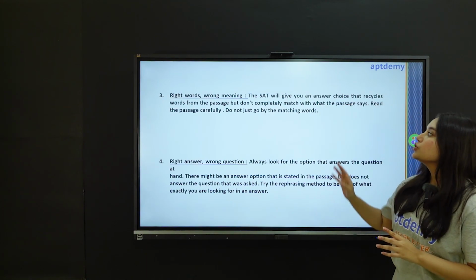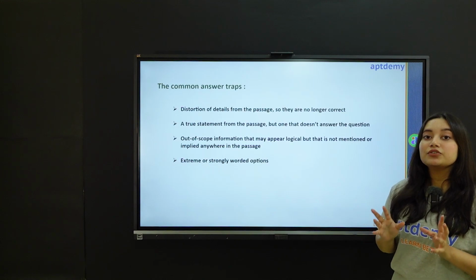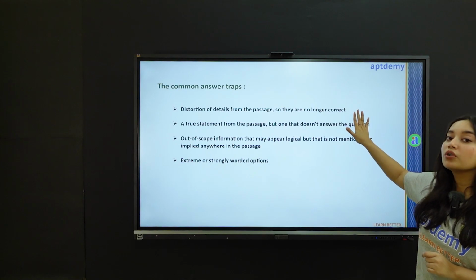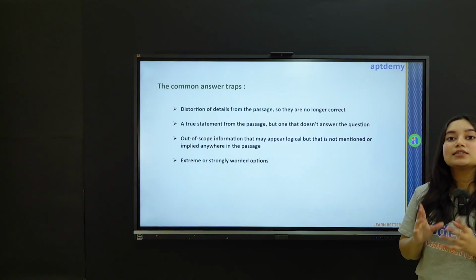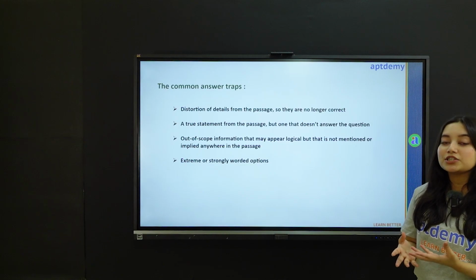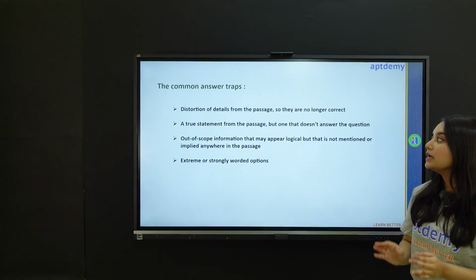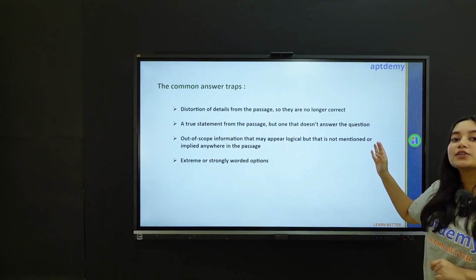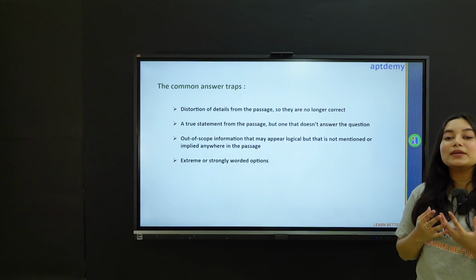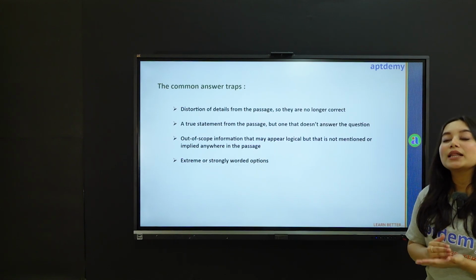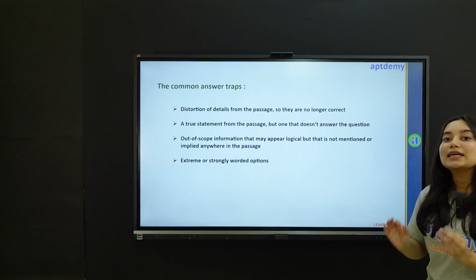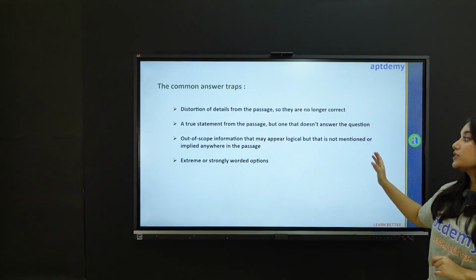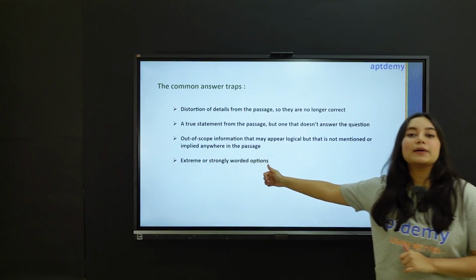So to summarize, things that you need to be on the lookout for are distortion of details from the passage, so they are no longer correct. Any option that is distorted or contradicting what the passage is saying or out of scope will be held invalid. A true statement from the passage, but one that doesn't answer the question, like we discussed, is wrong. Out of scope information that may appear logical but is not mentioned or implied anywhere in the passage.